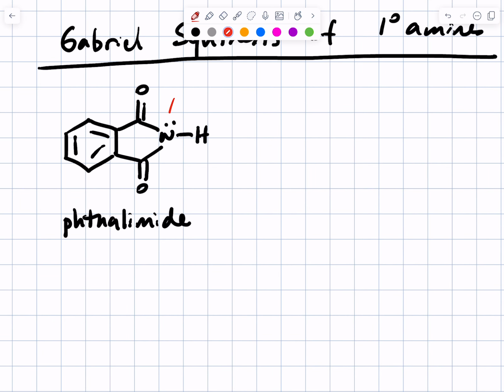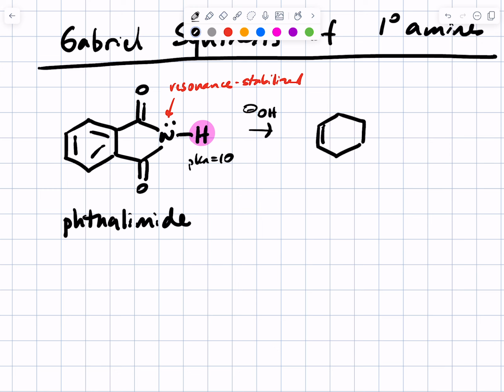First of all, notice that the lone pair on the nitrogen is resonance stabilized, meaning it's not particularly nucleophilic. However, interestingly, that proton on phthalimide has a really low pKa of around 10. It's much more acidic than you would expect for an amine, and that is because the corresponding conjugate base is resonance stabilized. You could use just OH minus to remove that proton.